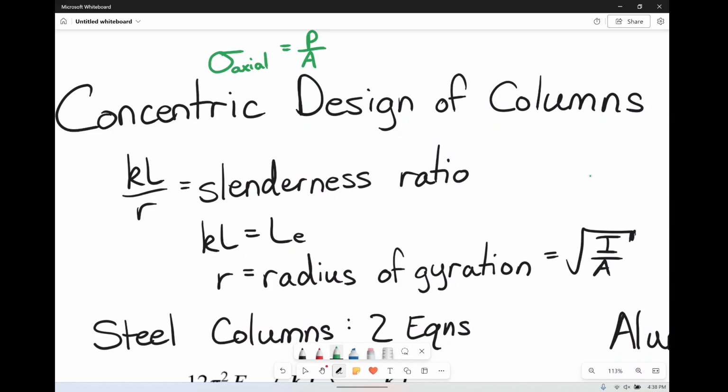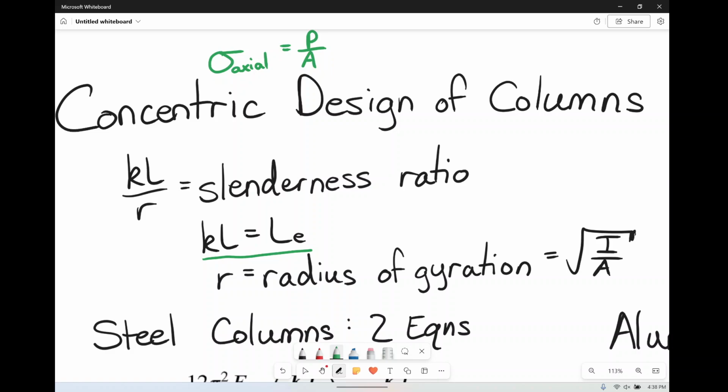In order to do column design, we do have to have a slenderness ratio. And slenderness ratio is KL over R, KL being the same effective length that we had before. So K is that column coefficient about the end supports, and L is the length between supports. And R, new thing here, is the radius of gyration, and that is the square root of the moment of inertia divided by the area.